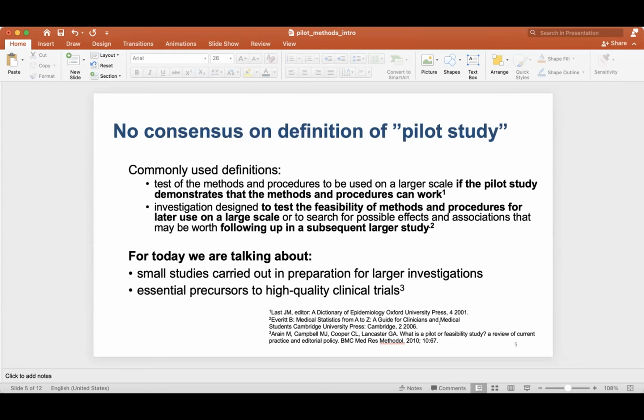Another definition that's commonly used is an investigation designed to test the feasibility of methods and procedures for later use on a large scale or to search for possible effects and their associations that might be worth following up in a subsequent larger study.